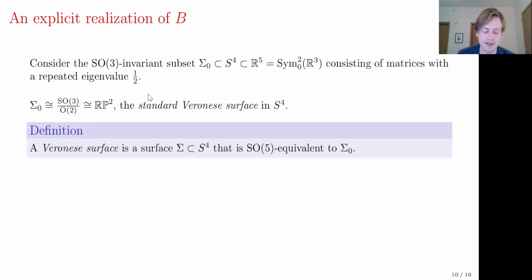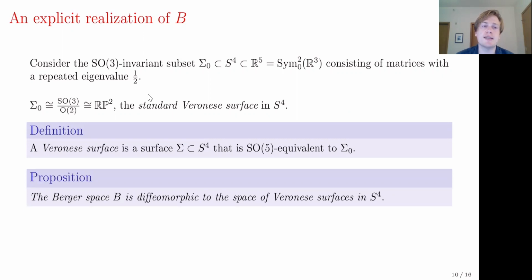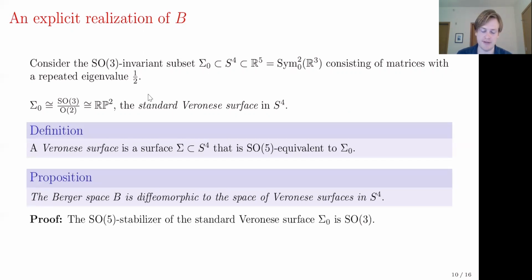Okay, and then we'll make a definition. We'll say that in general, a Veronese surface is a surface in S4 that's SO5 equivalent to the standard one. So SO5 acts on S4 and it pushes around this surface sigma 0. And I'll say a surface is called a Veronese surface if you can push it to be the same as sigma 0. Okay, and then our proposition is that the Berger space B is diffeomorphic to the space of Veronese surfaces in S4. So we can really think of the points in our space B as being themselves surfaces in S4, these Veronese surfaces.